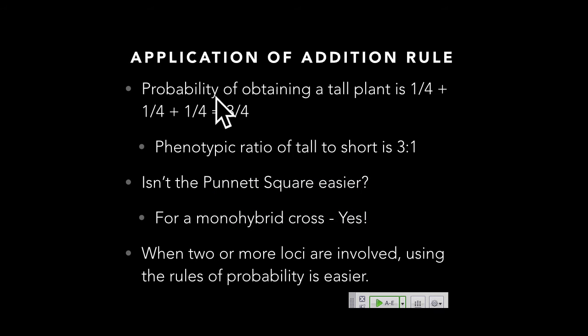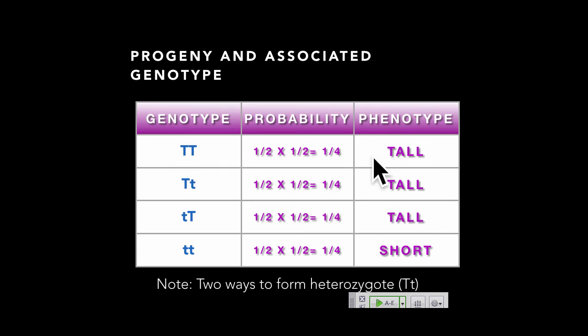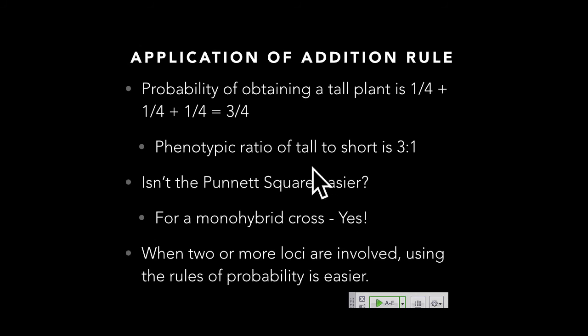So here's where you'd apply the addition rule. If you said, what's the probability of obtaining a tall plant? Well, out of four possible combinations, there were three. If it's tall, it can't be short, so we're going to be adding them. 1/4 plus 1/4 plus 1/4 is 3/4. 3/4 tall, 1/4 short. That gives you that phenotypic ratio of 3:1. So you can do all of this without having to draw a single Punnett square.